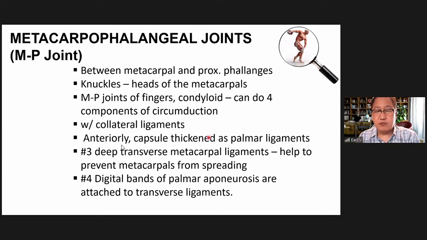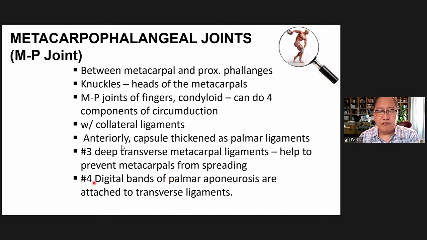So anteriorly, the capsule is thickened as the palmar ligaments. Why are the palmar ligaments of the MP joint thickened? To prevent hyperextension. You know, flexion is more mobile, but to prevent too much hyperextension, the palmar ligaments are thickened. There are also three deep transverse metacarpal ligaments. This helps to prevent the metacarpals from spreading. So even here, there are ligaments. They prevent the metacarpals from spreading.